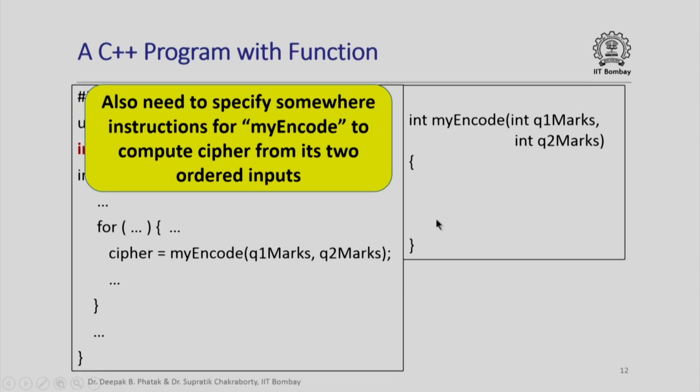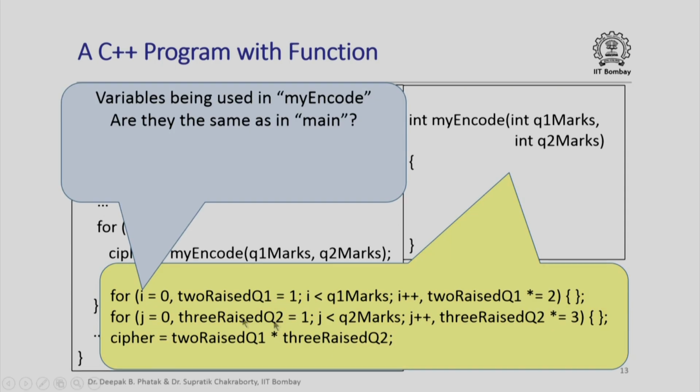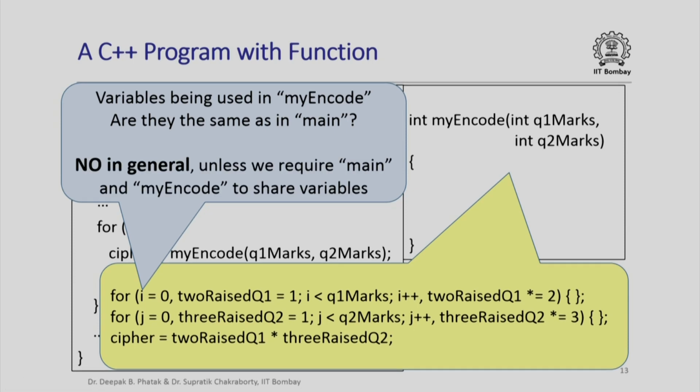So we need another piece of code where I must specify how cipher is going to be computed from its two ordered inputs. And we know what this code looks like, we have already seen this earlier. The interesting point is that in this code I am using variables like I, 2 raised to q1, q1 marks and so on. Now are these variables the same variables as they were in the main function? The answer is no, unless we explicitly require two different functions to share variables. In general, each function will have its own copy of variables.